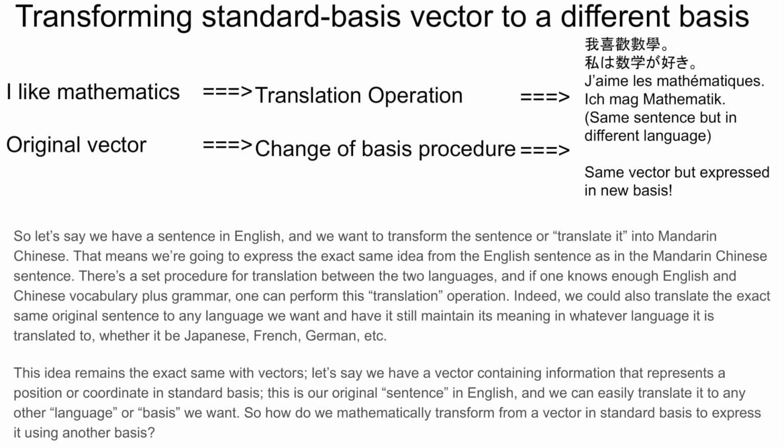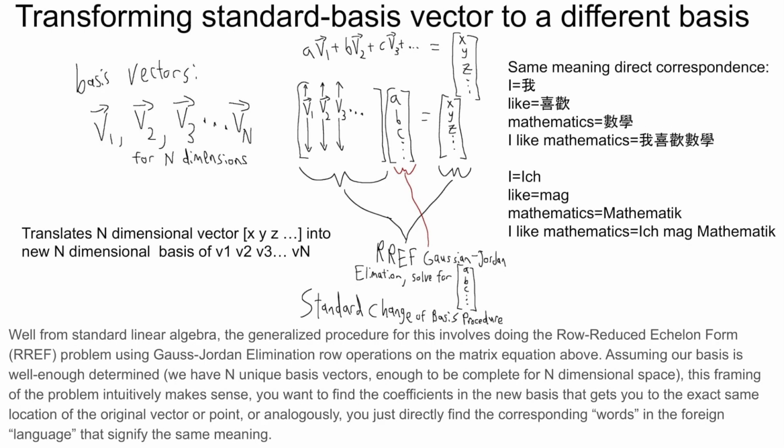Let's say we have a vector containing information that represents a position or coordinate in standard basis. This is our original sentence in English, and we can easily translate it to any other language or basis we want. So how do we mathematically transform from a vector in standard basis to express it using another basis? Well, from standard linear algebra, the generalized procedure for this involves doing the row-reduced echelon form problem using Gauss-Jordan elimination row operations on the matrix equation above. Assuming our basis is well enough determined, we have n unique basis vectors, enough to be complete for n-dimensional space. This framing of the problem intuitively makes sense.